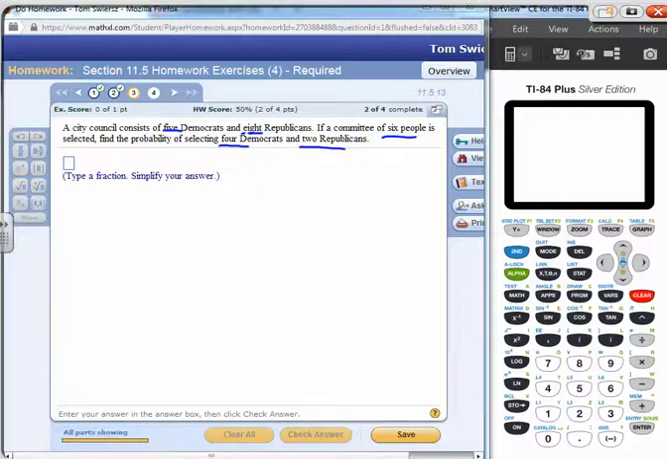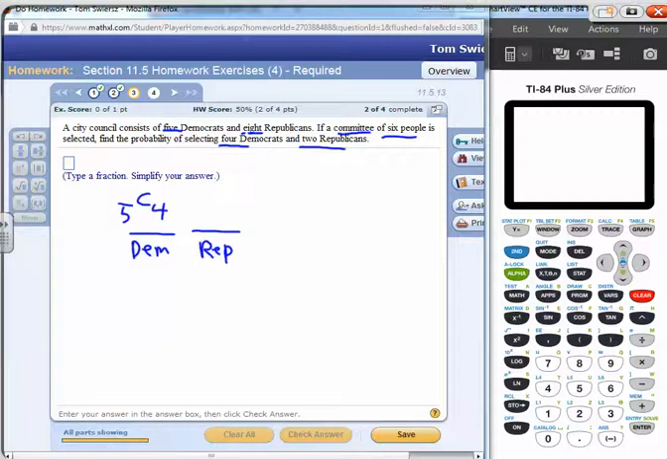Okay, now, in the numerator, we've got to find the number of ways of getting 4 Democrats and 2 Republicans. Let's first find the number of ways to get Democrats: 4 Democrats from a total of 5, right? And again, order doesn't matter. They're serving on the same committee, so it doesn't matter whether they're picked first, second, third, or fourth. So it's going to be a combination. We've got a total of 5, and we're going to pick 4 for the Democrats.